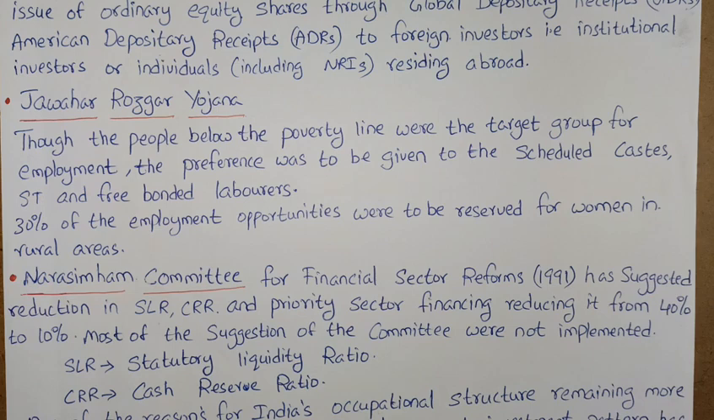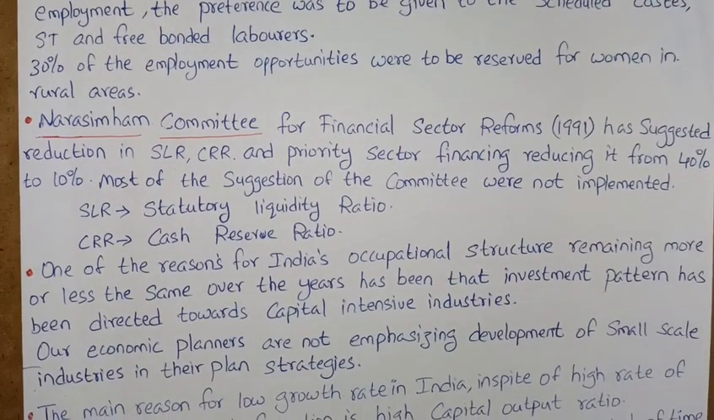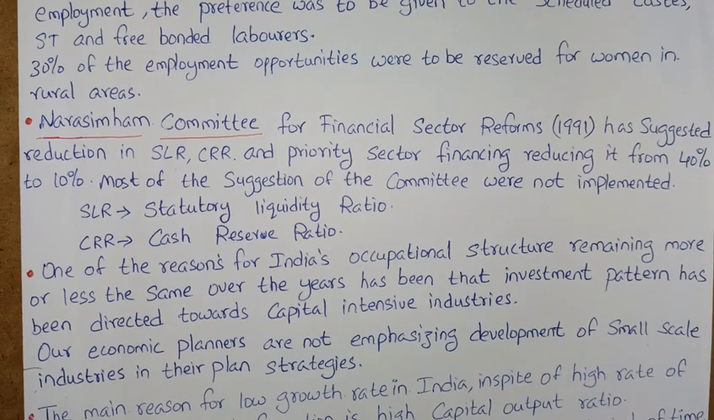Next, Narasimham Committee for Financial Sector Reforms 1991 has suggested reduction in SLR, CRR, and priority sector financing, reducing it from 40% to 10%. Most of the suggestions of the committee were not implemented. So first we'll come to know what is SLR, what is CRR. SLR is statutory liquidity ratio and CRR is cash reserve ratio.